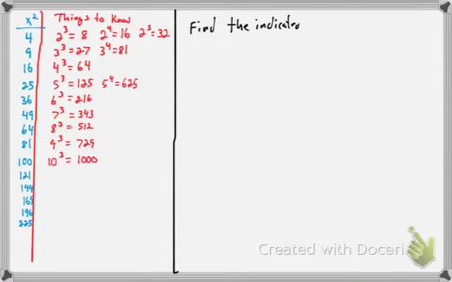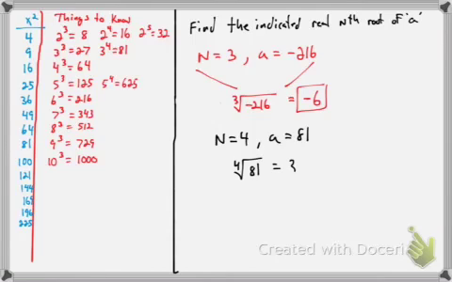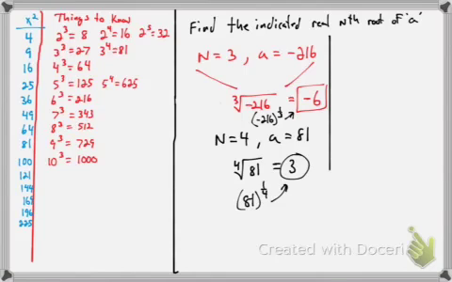Alright, so this is what some of the problems might look like. It says find the indicated real nth root of a. Okay, so n equals 3, a equals negative 216. That gives us the cube root of negative 216, which is negative 6. Maybe we have n equals 4, a equals 81. So this is the 4th root of 81. So that's 3, and we had that up on our things to know list. Again, that's 81 to the 1/4 power. Up above, that was negative 216 to the 1/3 power.